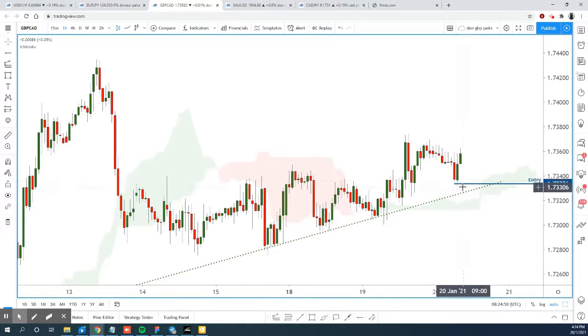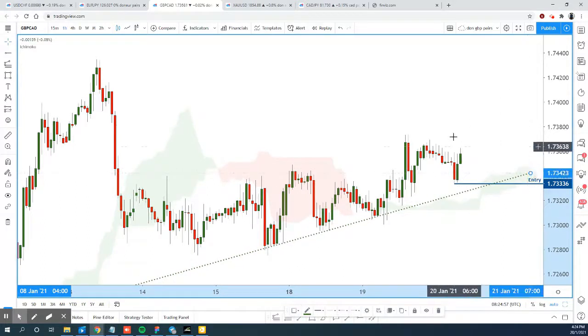You can see that price reacted off of this level. It bounced off and then it's headed upwards again. So what we expect price to do is to come back down, test the entry level, and it's also testing the trend line. And then we can expect price to bounce off from this entry level.